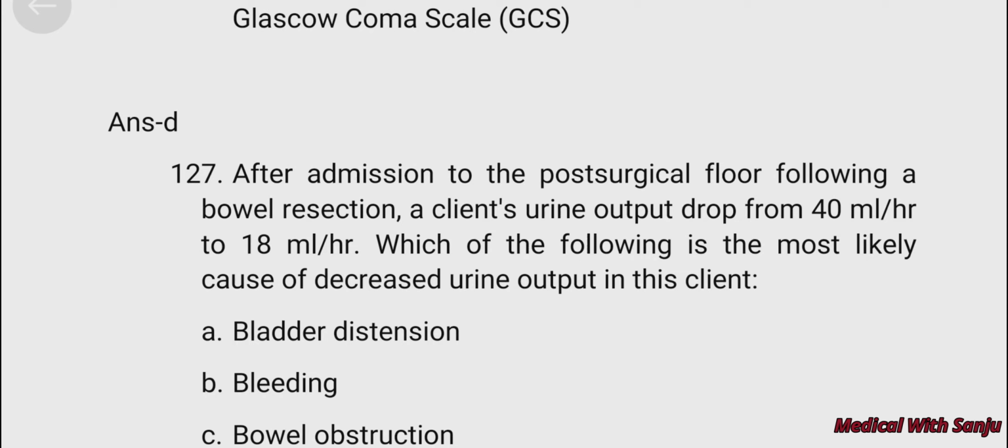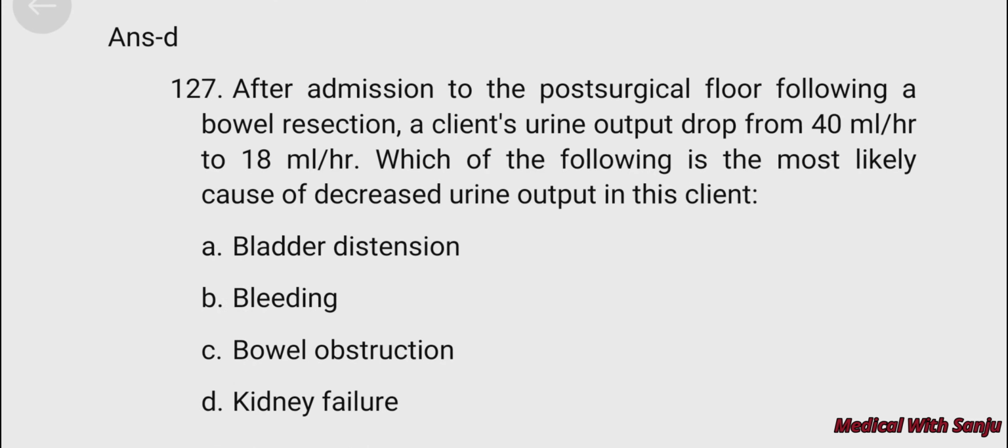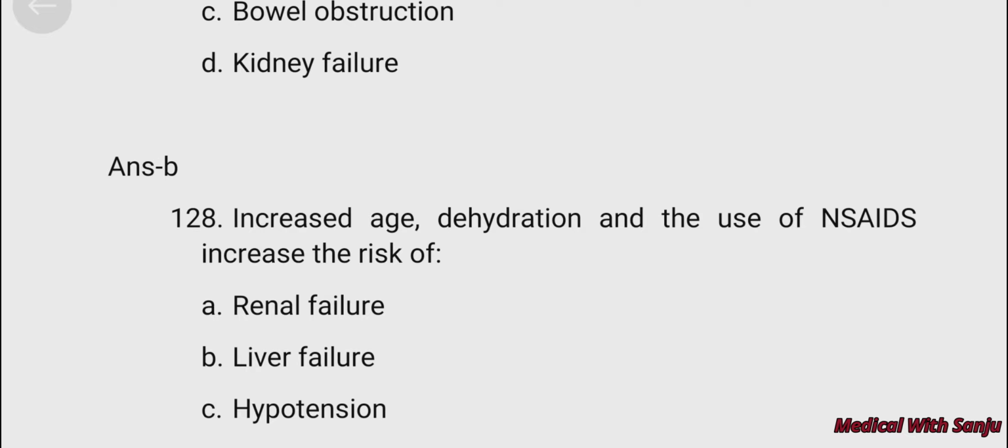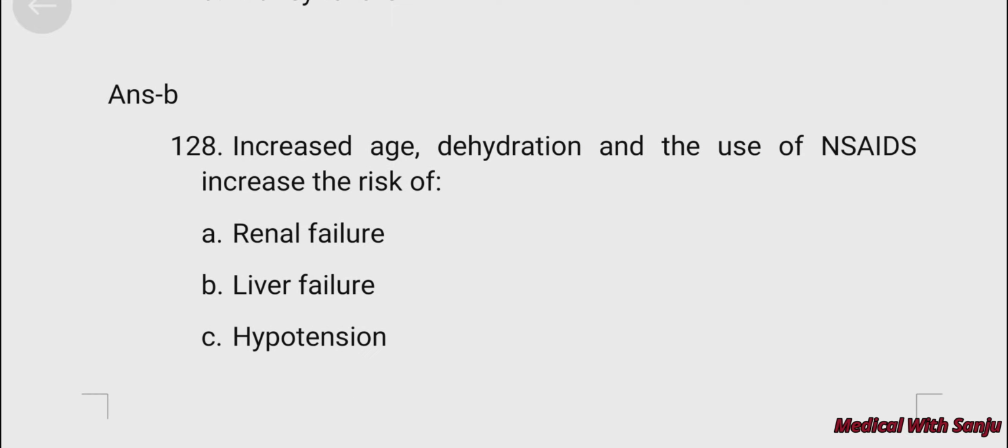Question number 127. After admission to the post-surgical floor following a bowel resection, a client's urine output dropped from 40 ml per hour to 18 ml per hour. Which of the following is the most likely cause of decreased urine output in this client? Option A, bladder distension; option B, bleeding; option C, bowel obstruction; and option D, kidney failure. The right answer is option B, bleeding.